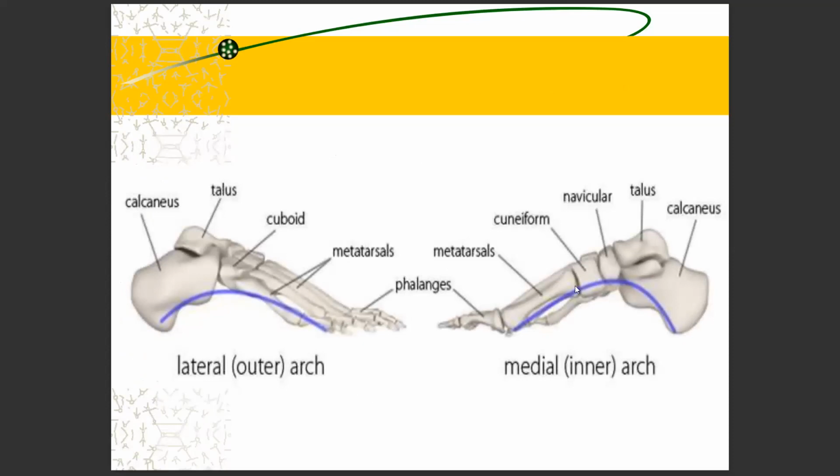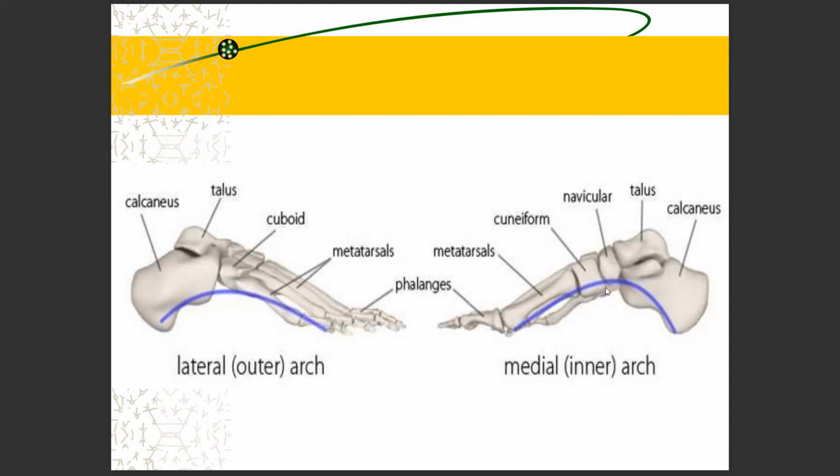So this is the medial arch. If you look at the bones which make these arches, this is the calcaneus, this is the talus, the navicular, the cuneiforms, and then the 3 medial metatarsals. They all make the medial arch, also known as the inner arch. While the lateral arch is made of the calcaneus, the cuboid, and the lateral 2 metatarsals.